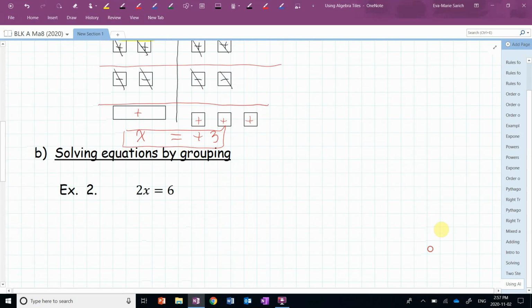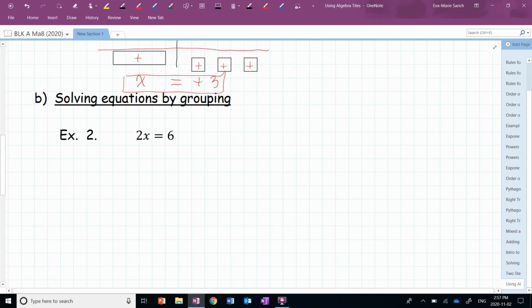Okay, let's try a second type of example. Now with this one, we have to solve by grouping. We're going to solve the equation by grouping. So again, I'm going to draw a line here to separate my equal sign, my left and my right sides. Now what I need to do is have two x's on the left-hand side, and they're positive. So I need two rectangles to represent my x's. And those are positive, so I'm going to put positive signs in them.